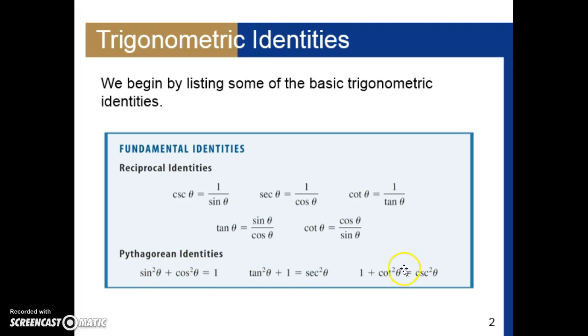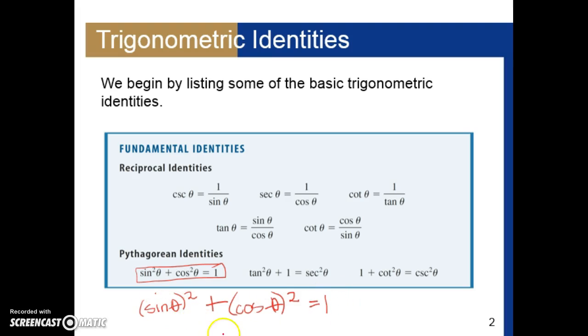Now, the Pythagorean identities are new. They are new to us, so let's take a look at these Pythagorean identities so you get a good idea of what's going on here. The Pythagorean identity itself is this one right here. It is the sine of theta quantity squared. Remember, that little squared in front of the angle measure means the whole thing is squared, plus the cosine of theta quantity squared. And that equals 1.